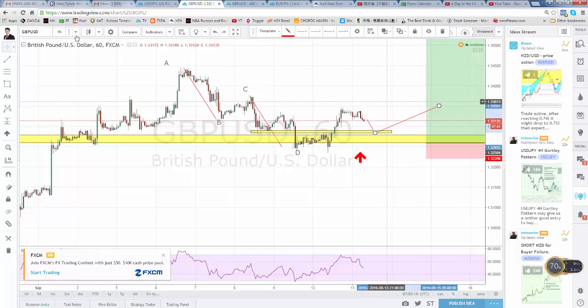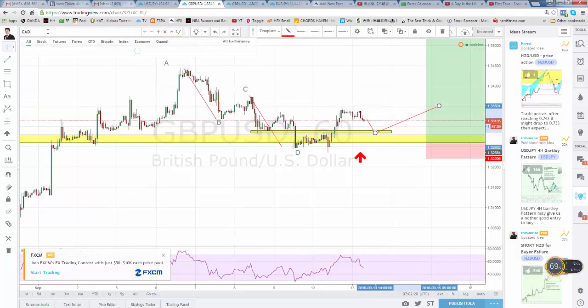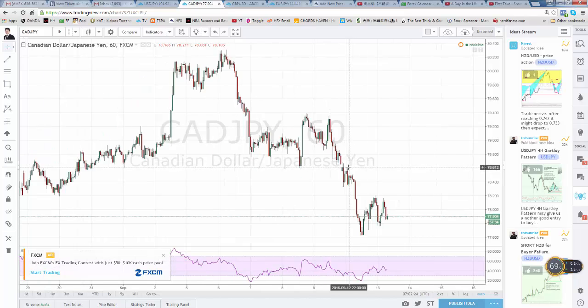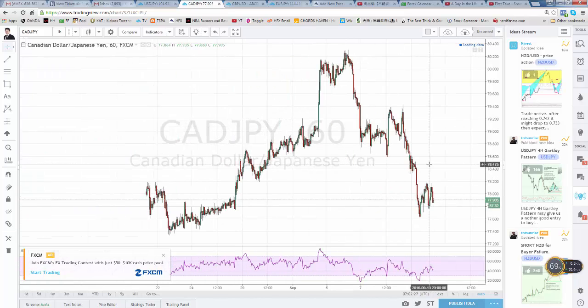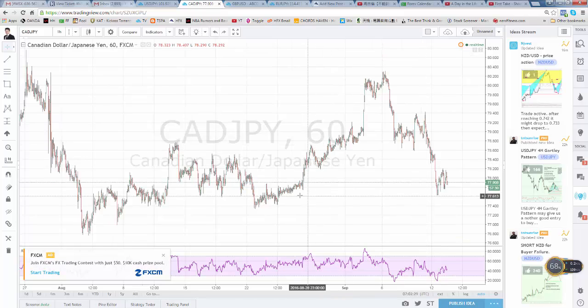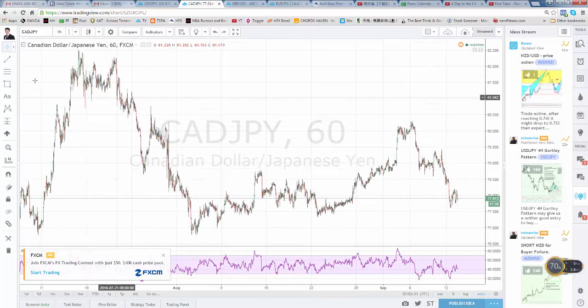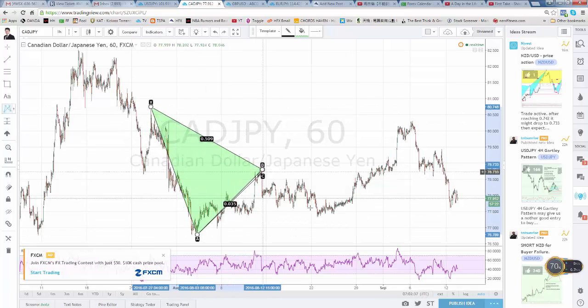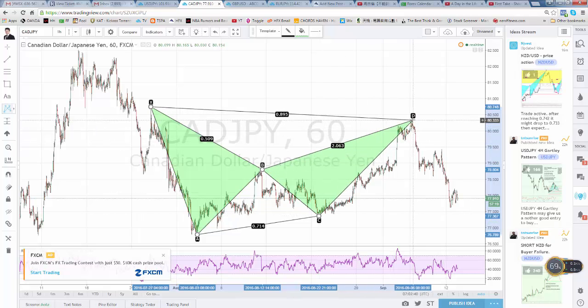Okay, last but not least, I want to talk about Canadian yen. This is requested by one of my students who learned from me. So what I see is that last week's action on Canadian yen completed a bad pattern of this low and this high. So it turned exactly at the 886 level, it came back down.